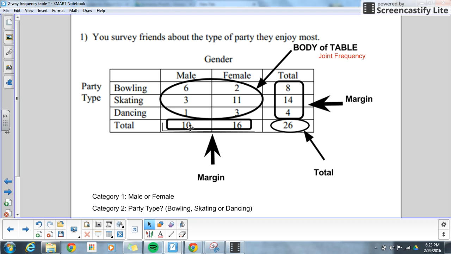All right, the next thing that we're going to look at is the margins or the totals. So for example, right here, we have 8 total people like to bowl, or 14 total people like to skate. Or if we look down here, 10 total people are males. So these are called the margins or the marginal frequencies. The last thing that we've got is the grand total here of 26 people. So if we added the total of parties, 8 plus 14 plus 4, we would get 26. Or if we added the totals of the males and the females, we would also get 26.